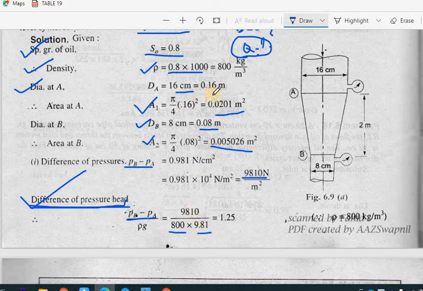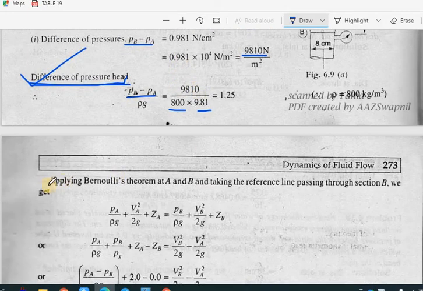Why? Because we are considering all the values in Newton per meter square. So that is why we are considering 9.81. In the previous problem we were considering all in Newton per centimeter square, so we had to take it as 981. After that, applying Bernoulli's theorem.